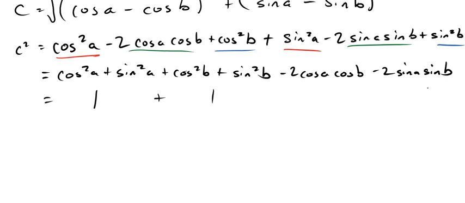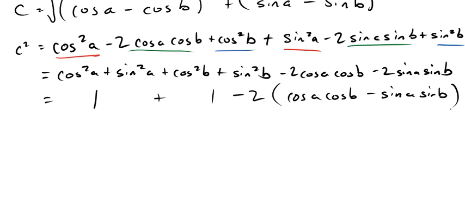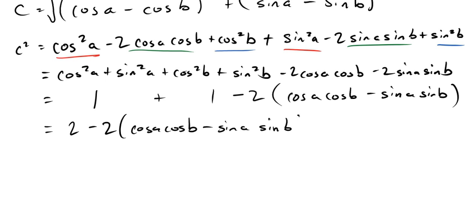And I'm going to factor out these last 2. So minus 2 bracket cos A cos B minus sine A sine B. Okay, so I just common factored out the negative 2. Equals 2 minus 2 bracket, oops, too many 2's, cos A cos B minus sine A sine B. Done.